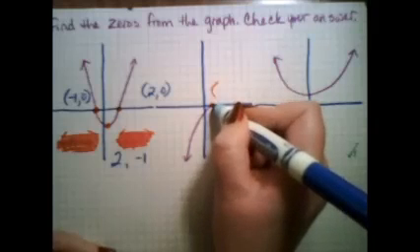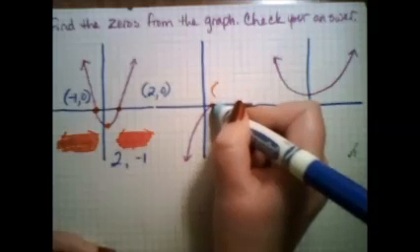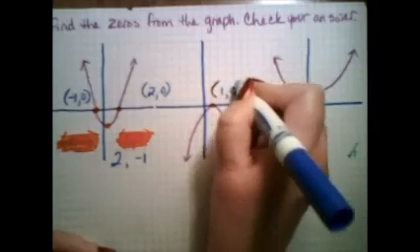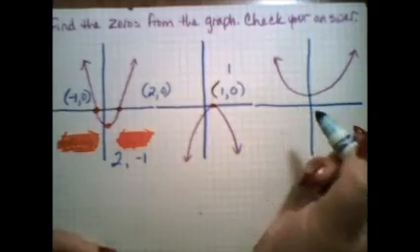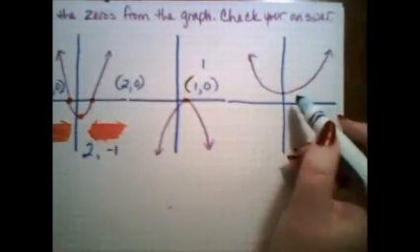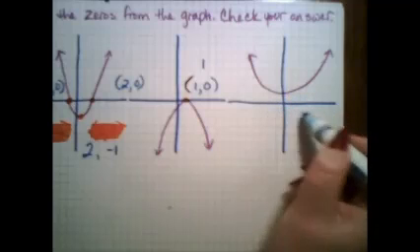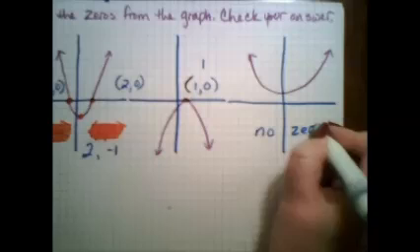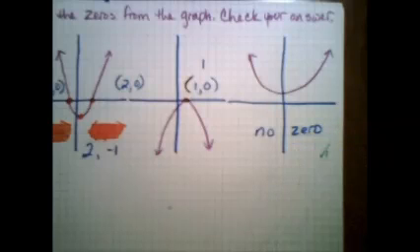Here, we're pretending that I can draw and that it intersects at exactly this spot. This is at (1, 0), so our zero is 1. And here we have a parabola that does not cross the x-axis, so it does not have a zero.